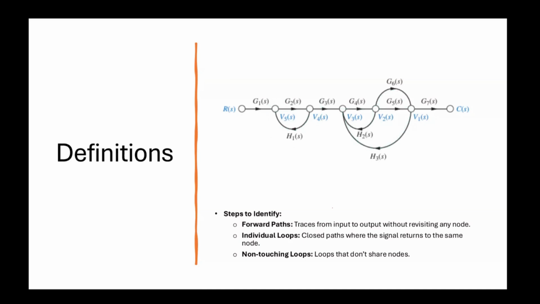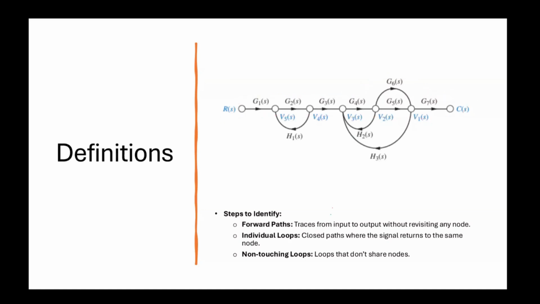Now forward paths. The forward path gain is the product of gains found in moving from the input node to the output node. So the input node is R of S and the output node is C of S. The first forward path is this, which moves from the input to the output. The second forward path is this. So there are two forward paths here.